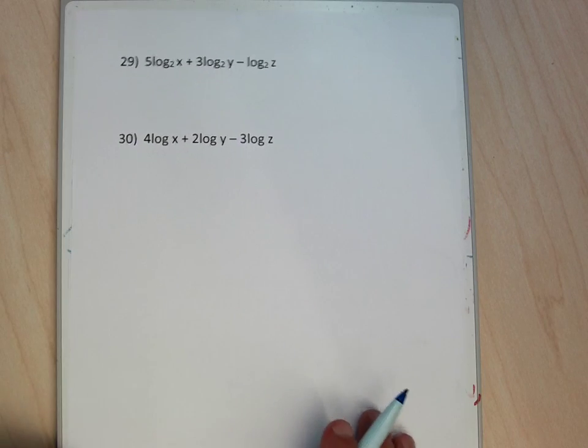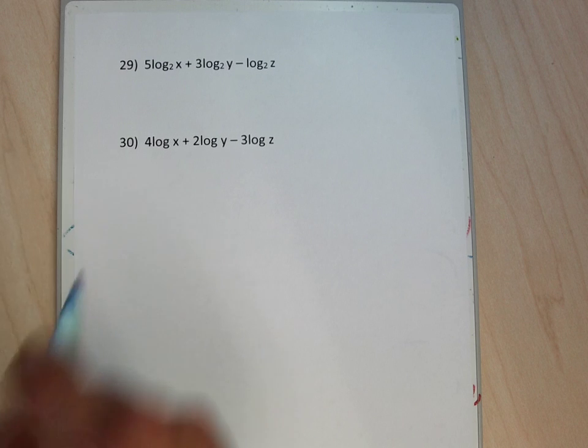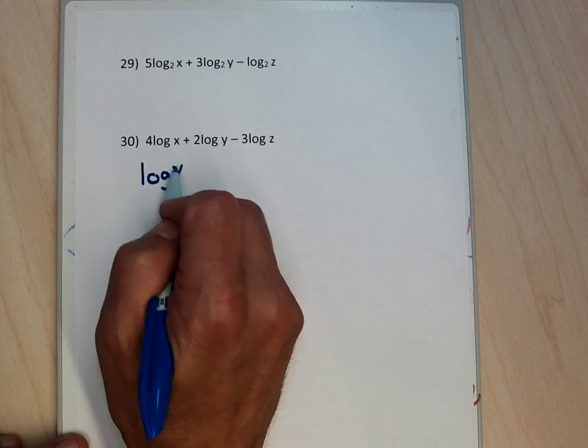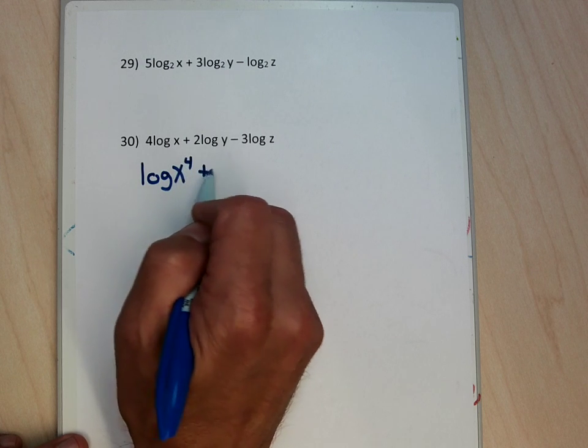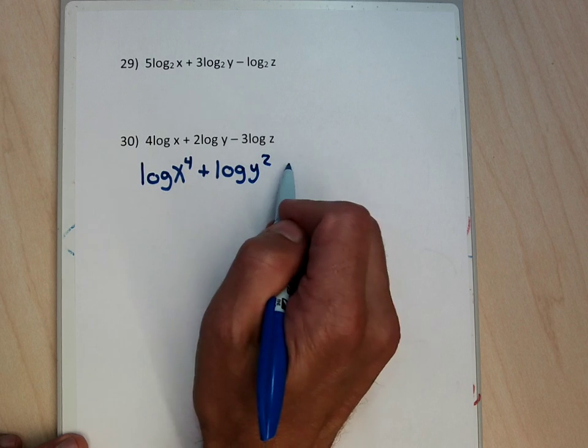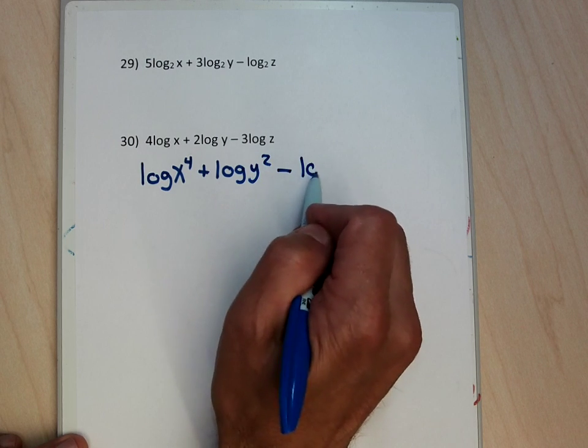When we go to do problem 29 or 30, for my 30, I'm going to make the x have an exponent of 4. I'm going to make the y have an exponent of 2. And I'm going to make the z have an exponent of 3.